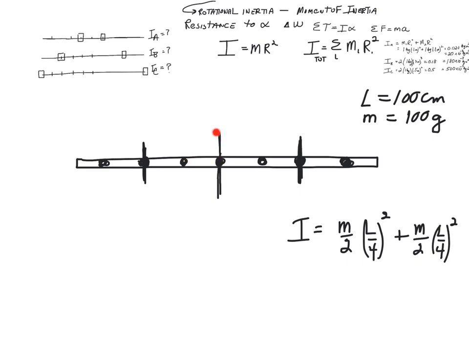Well, it's L over, what is that, 1/8 of the rod, right? Because that's 1/4, so it's 1/8. So m over 2, L over 8 squared, and there's 2 of them. And then you have m over 2, but these are further out. What's that distance? Well, that's 3/8, right? This would be 1/2. So that distance is 3/8.